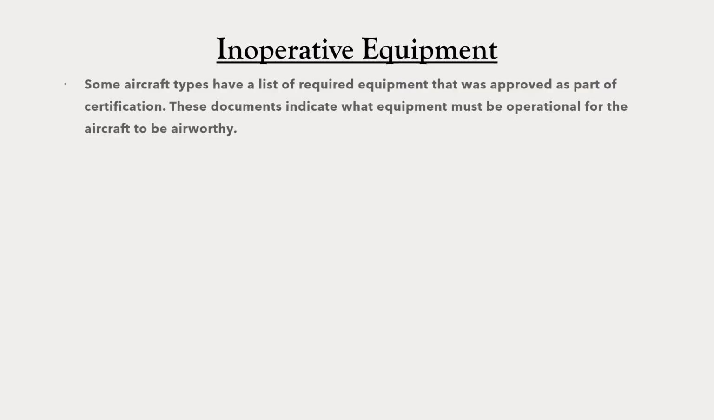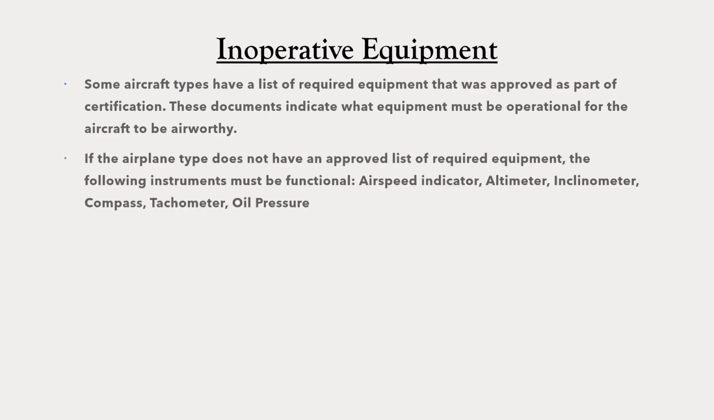So what equipment needs to be working in order for the aircraft to be airworthy? For some aircraft, there is a minimum equipment list. This is a document that is approved as part of certifying the aircraft, and it lists which things need to be working in order for the airplane to be airworthy.